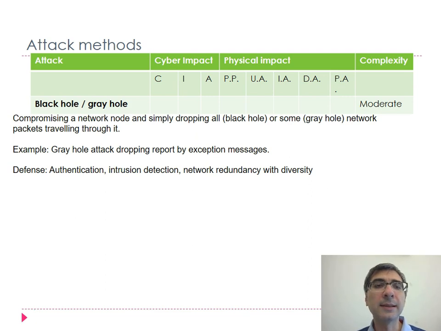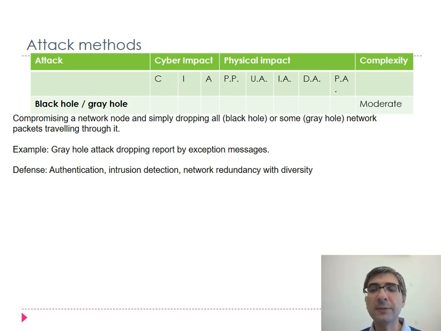Now, one attack that is used, especially in any network that has to do with sensor networks, with sensors, is black hole or gray hole, which is an intermediate type. A black hole is about compromising a network node, a single one perhaps, and simply dropping all the packets, or some of the packets in the case of gray hole, when they are traveling through it. So if it's a sensor network, then there will be a sensor node that, when it receives data from other sensors, doesn't pass them on to their destination, but simply drops them. So that's black hole, and if it drops some of them, it's gray hole.